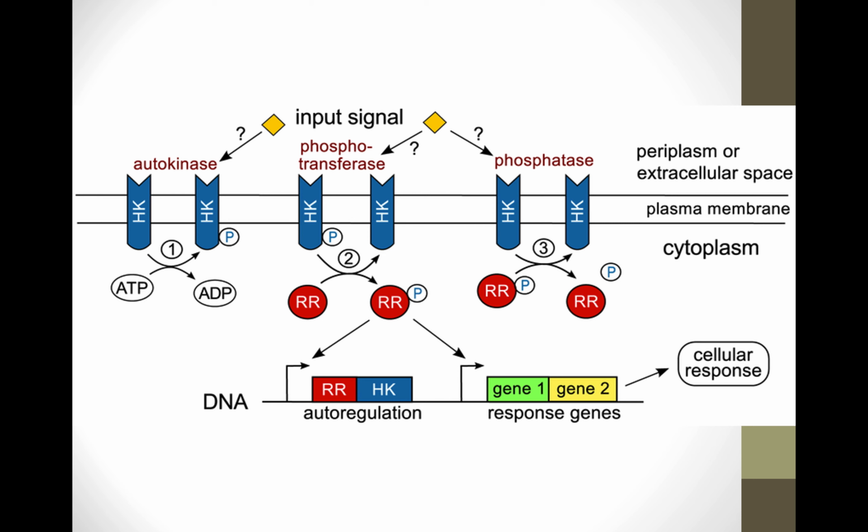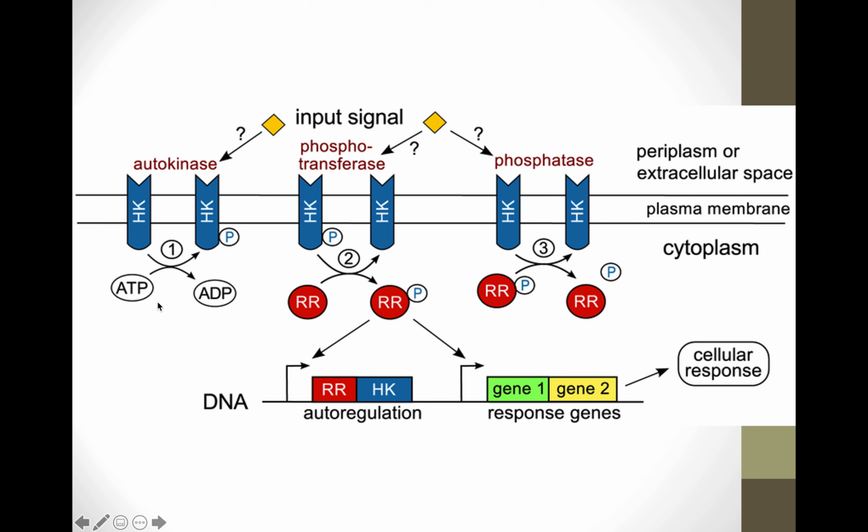So let's have a look at this classic case of the two-component system. This is the plasma membrane. Your histidine kinase is situated there, and it is ready to receive the signal. The input signal is here. Now we have different kinds of reactions over here, if you can guess what they are from the previous two slides. We have autokinase, we have phosphotransferase, and we have phosphatase. Each and every one of them will autophosphorylate the signal and then transfer it to the response regulator.